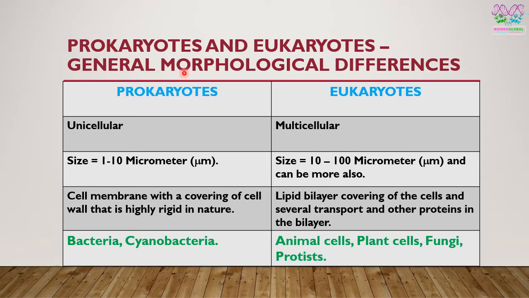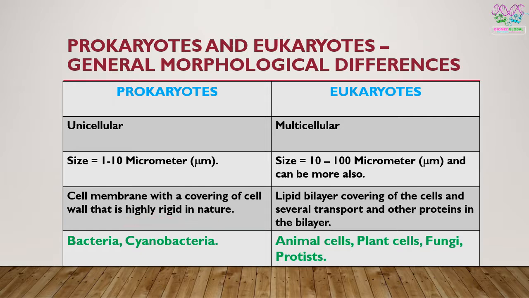So here are the general morphological differences between prokaryotes and eukaryotes. Prokaryotic cells are unicellular, whereas eukaryotic cells are multicellular. The size of a prokaryotic cell ranges between 1 to 10 micrometer, whereas the size of a eukaryotic cell ranges between 10 to 100 micrometer. And in a prokaryotic cell, the membrane is covered with a cell wall that makes these cells highly rigid in nature.